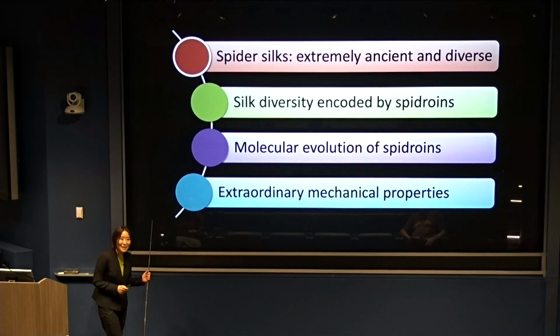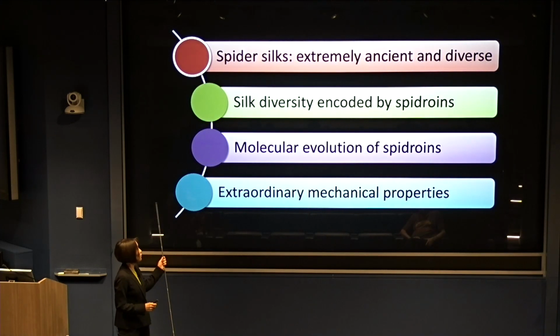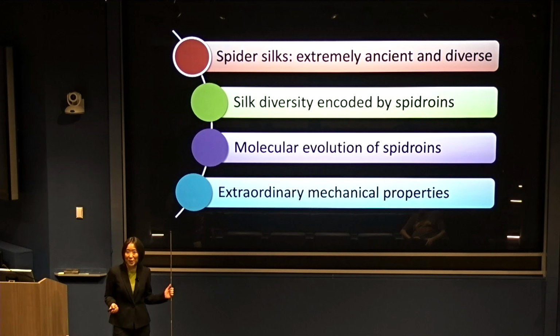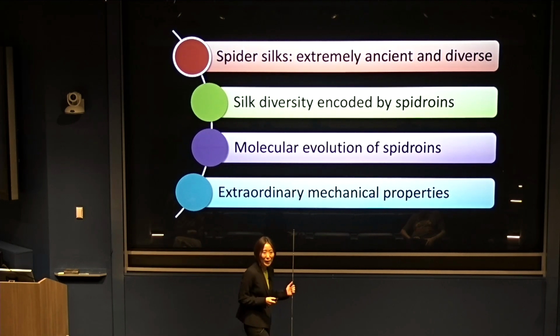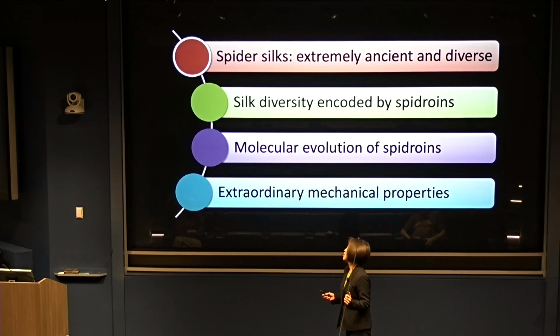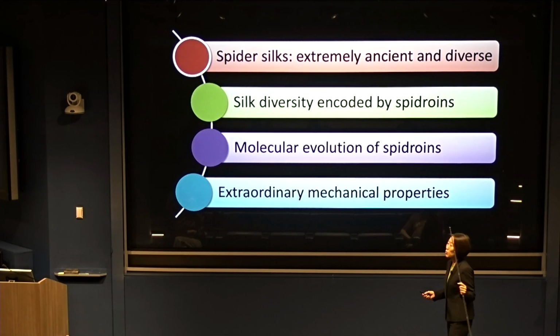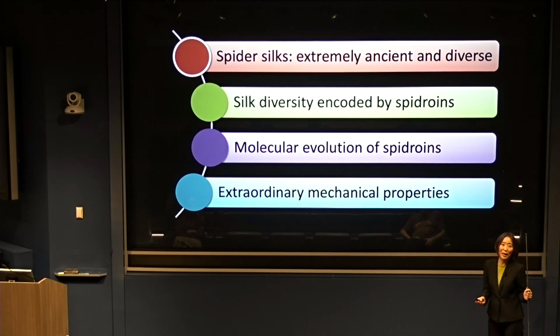My presentation is divided into 4 parts. First, I'm going to give a background on spider silks. Probably most people don't realize how long spider silk has been on Earth and how extremely diverse it is. Then I'll talk about the molecular underpinnings of spider silk, and that's this funny word here called spidroins. Then I'm going to talk about the molecular evolution of spidroins. And finally, I'll touch on the extraordinary mechanical properties that continue to inspire me to study more and more spiders.